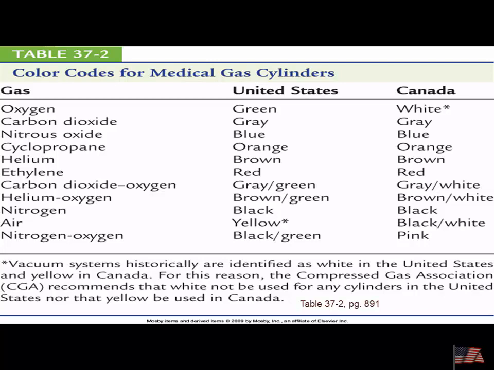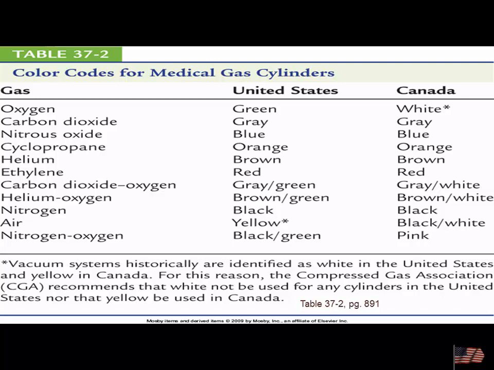Cylinders are also color-coded. Although you should never definitively go on the color, you should look at the label. Green is the universal color for oxygen in the United States. In Canada and elsewhere, it's white. I'm not sure why there's a difference, but okay, whatever. And then you can see the other colors that are associated. They're gray for carbon dioxide, blue for nitrous oxide, brown for helium, black for nitrogen, yellow for air.